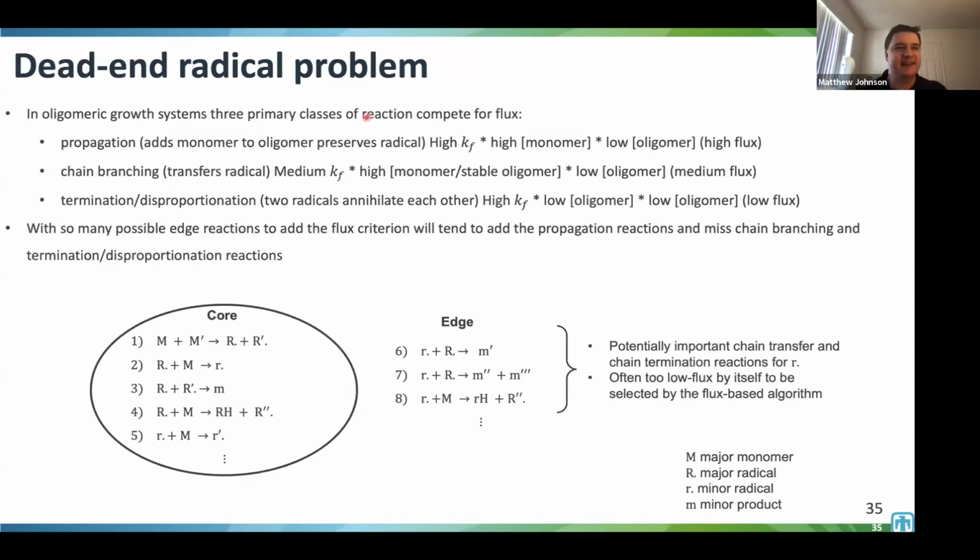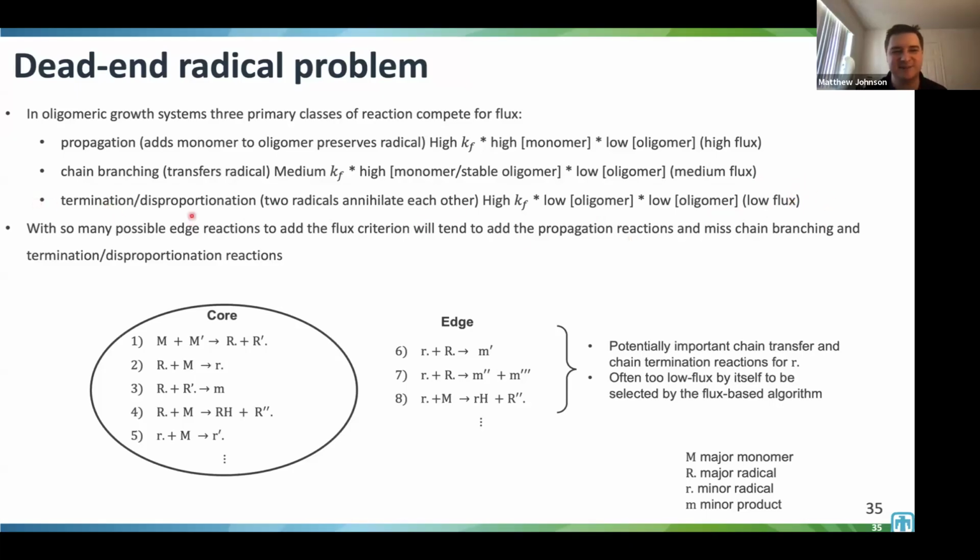So I developed this dead-end radical algorithm to deal with some of these challenges. And the overall problem, if you're looking at an oligomer growth system, is you've got some reactions that are propagation that say add some monomer to some oligomer or something analogous, at least preserving the reactive center. And these reactions tend to be very high flux. However, there's also chain branching reactions that essentially preserve the radical but transfer it to something else and terminate the oligomer, which have kind of medium fluxes, and then these termination and disproportionation reactions that are low flux.